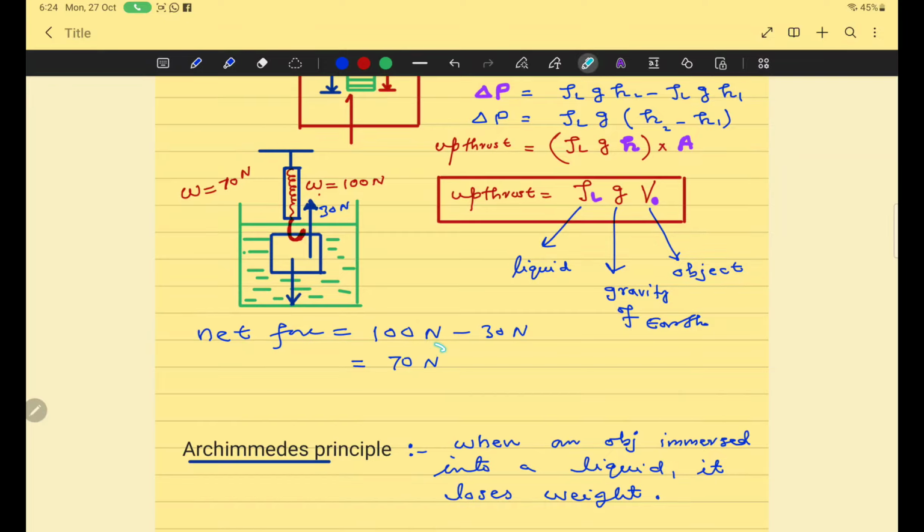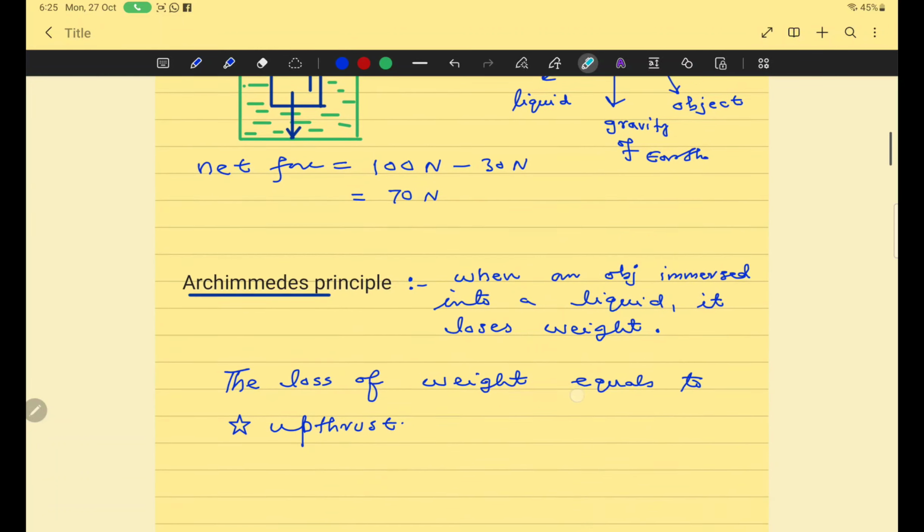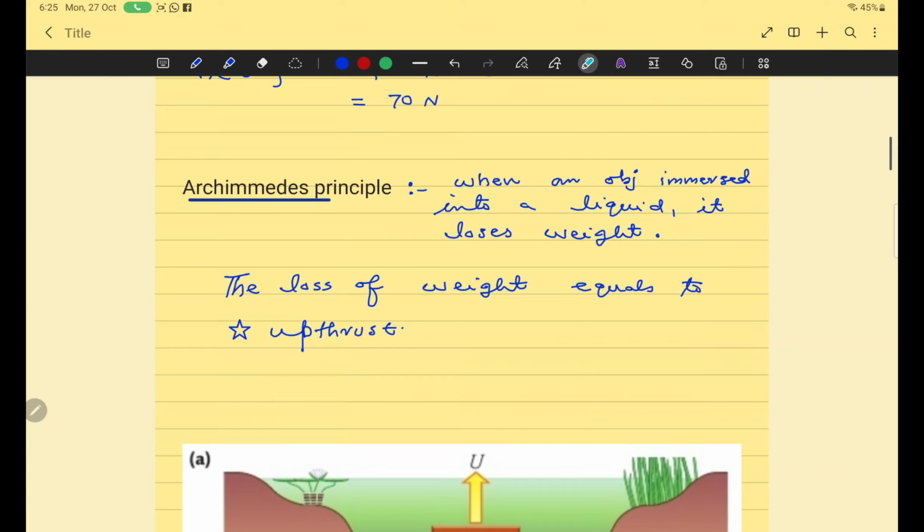So this 70 newton shows that the weight of the object decreased. The object has lost weight. And how much loss? The loss is equal to upthrust, because upthrust acts upward and decreases the weight of the block. So the weight of the object is less now. I can write that the object has lost weight equal to upthrust.